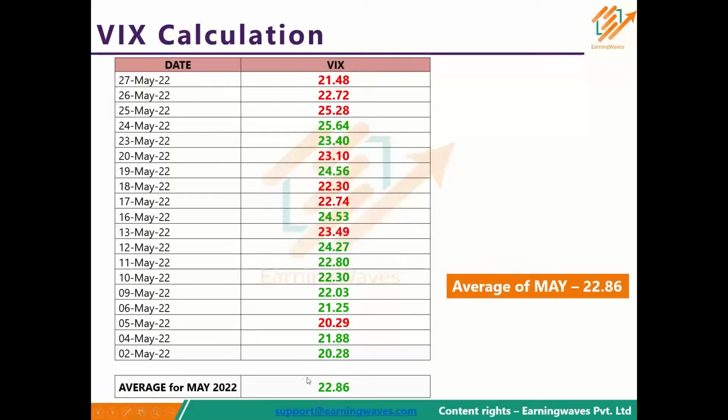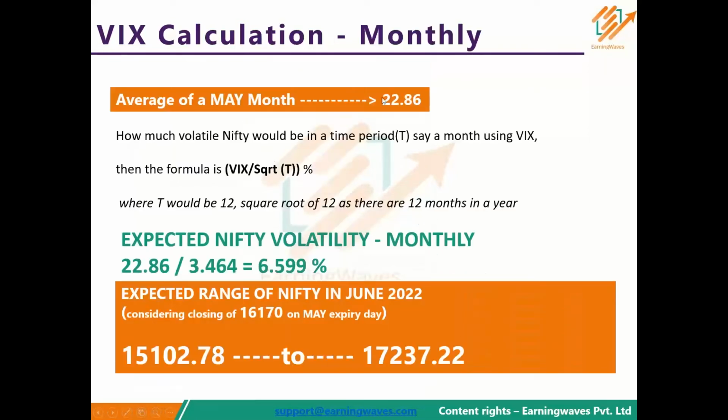मतलब कि average amount of volatility that had happened was 22.86 for the month of May. On basis of that, we can calculate the Nifty range as per the VIX, whereby the formula is volatility VIX divided by square root of time. Time is the 12 months. So square root of 12, as there are 12 months in a year, expected volatility will be 6.599, or we can round it off to 6.6.